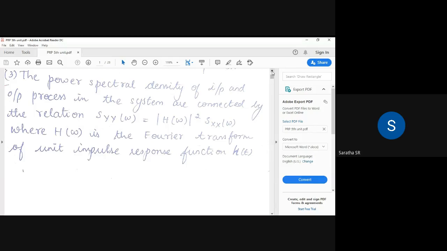So today we'll start this theorem. We already did problems based on this theorem, so now we'll move on to the proof for this theorem.